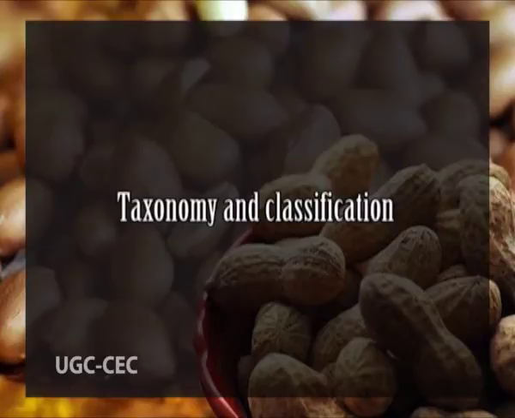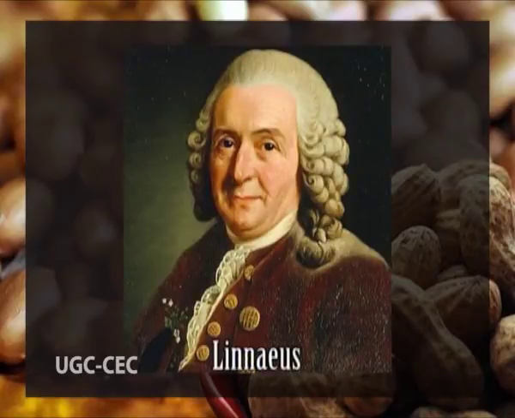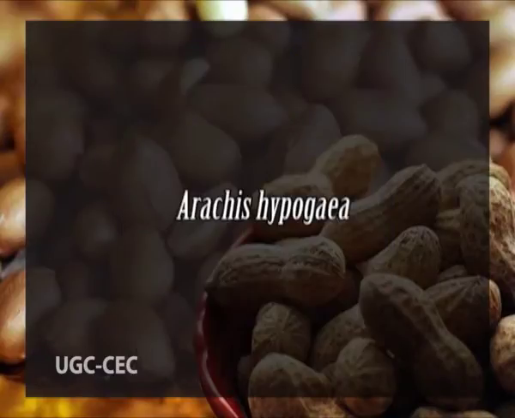Now we will analyze its taxonomy and classification. Groundnut is a self-pollinating amphiploid or allotetraploid with 2n = 40 plant of the family Fabaceae with a genome size of 2891 Mbps. When Linnaeus in 1753 first named the cultivated groundnut as Arachis hypogaea, it was the only member of the genus. Later many species in the genus were discovered, but most of them were invalidly described.